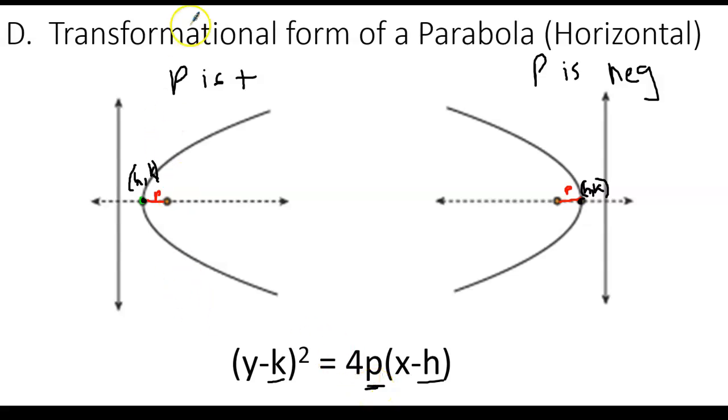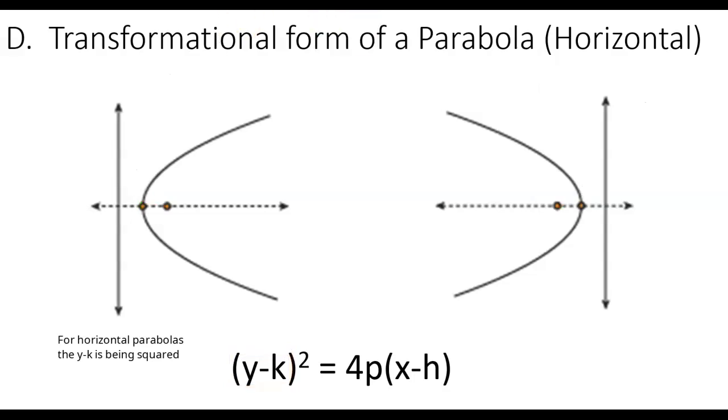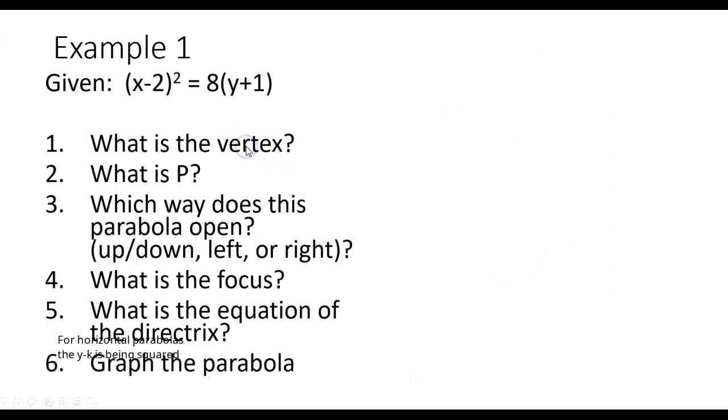But notice the difference here is that now the y minus k is squared here. With the last slide, the y minus k was on the other side, but now with the horizontal parabolas, the y minus k is over here. Okay, so there's our basic formulas there for both vertical and horizontal parabolas. So let's go ahead and do example 1 here, where we're going to analyze all the parts based on the equation here, and hopefully we'll be able to turn it into a graph also.